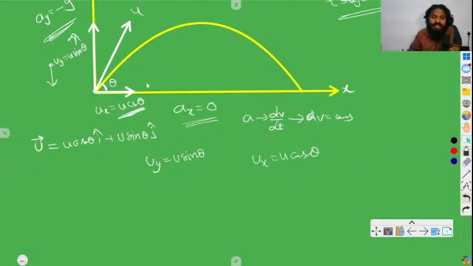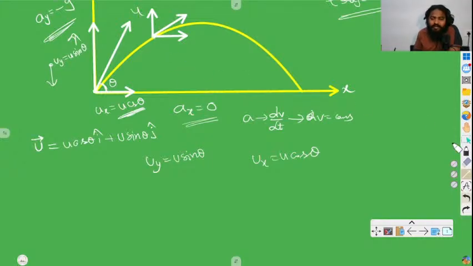Just imagine the particle has reached this point after time t. Here, what is the velocity of the particle? The velocity of the particle is always tangent to the path. This is the velocity, right? And this u can split into two components: one is the x component and the other is the y component.